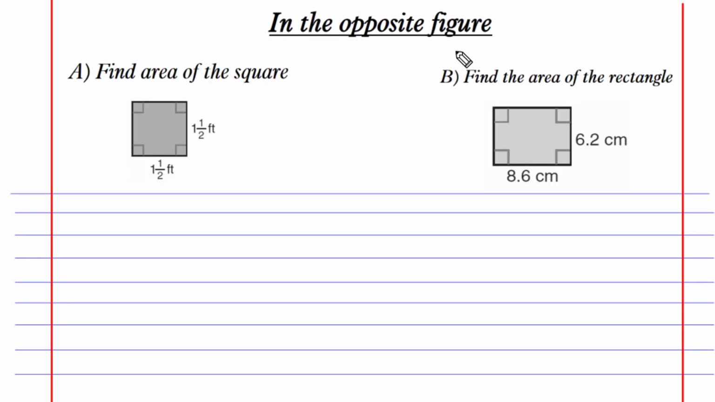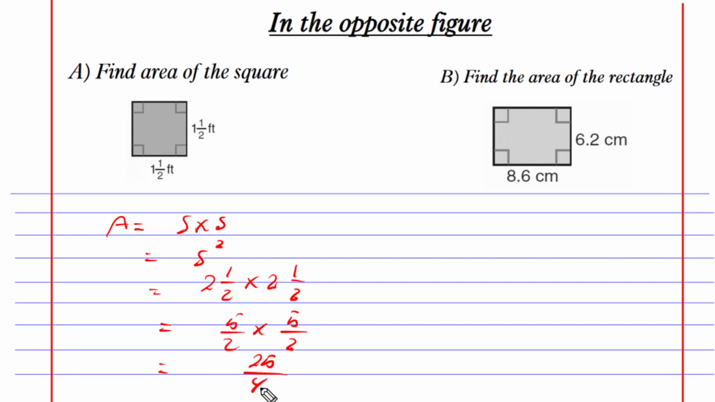Next, guys, in the opposite figure, number A, find the area of the square. We have the square here with side length 2 and 1/2 feet. How can we find the area of the square? We studied before. The area of the square equals its side length times itself. It means s squared. So it will be 2 and 1/2 times 2 and 1/2. We can write 2 and 1/2 as 5 over 2 as an improper fraction. So it will be 5 times 5 equals 25, over 4.